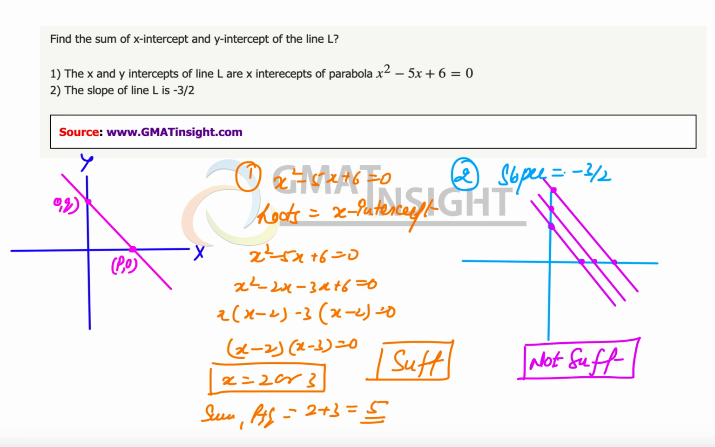As per the given standard options of data sufficiency, now we can say that the answer to the question will be option A, because the first statement alone is sufficient, but the second statement alone is not sufficient.